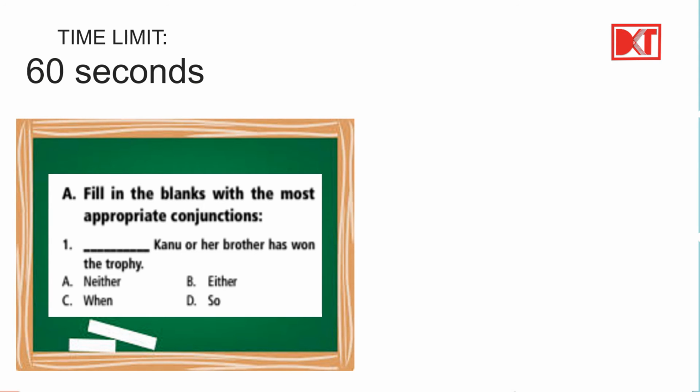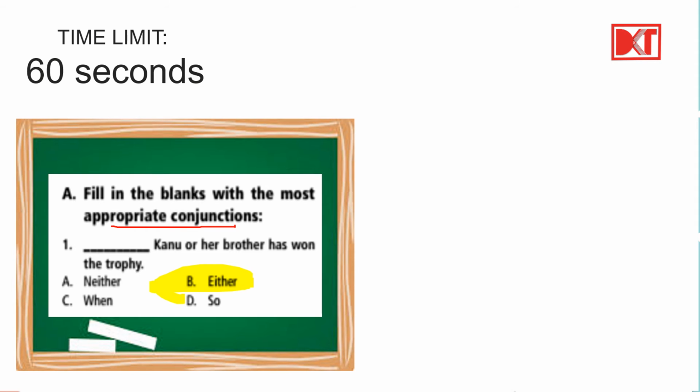All right, so now we move on to the questions for conjunctions. The first category of question says fill in the blanks with the most appropriate conjunction. Okay, let's see. Dash Kanu or her brother has won the trophy. The options are neither Kanu or her brother, either Kanu or her brother, when Kanu or her brother, or so Kanu or her brother. Here the correct answer is B, either Kanu or her brother.